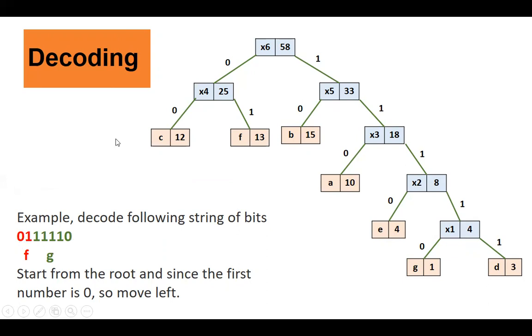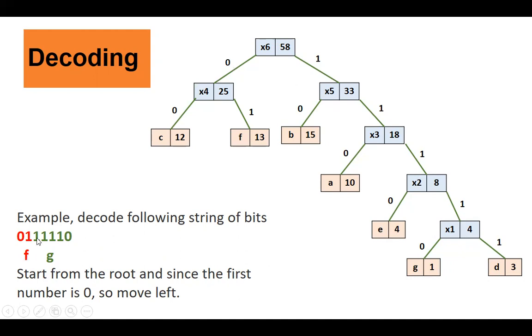So how do you start? You start from the root, right? And the first thing you read is 0. So directly go to the left side, 0, right? And then next you read 1. So after reading 1, you go to a leaf node. So print whatever the leaf node is. The leaf node is what? F. So 0, 1 is decoded as F.